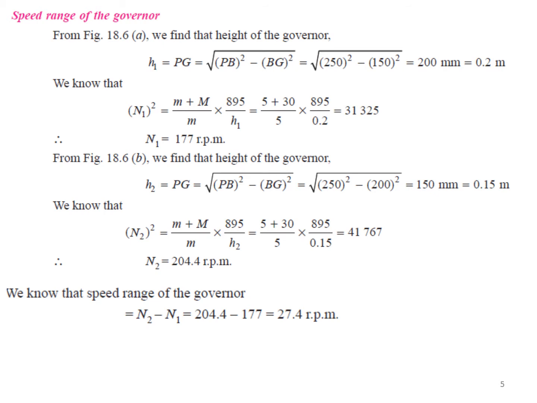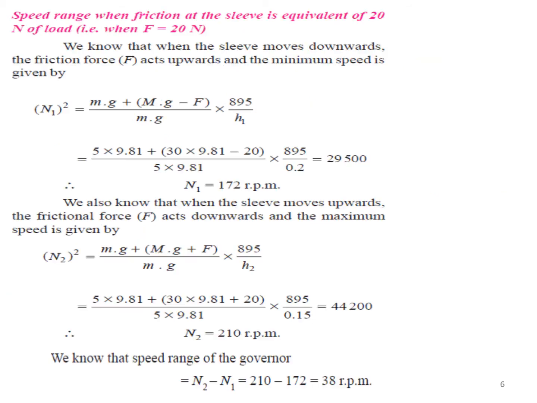Next, the same problem we have to solve using friction of 20 tons. So here we can see, when the value of F is given, your equation changes. N1 square is equal to (m into g plus M into g minus F) divided by m into g into 895 by h1. Here friction is in terms of newtons and mass is in terms of kg, so we multiply this mass by g to convert it to newtons. This is the only major change while calculating with friction.